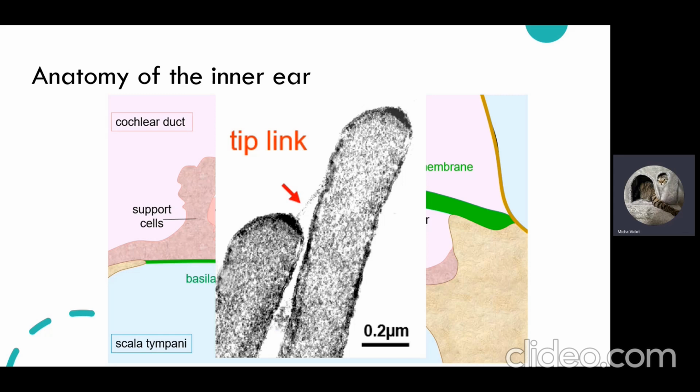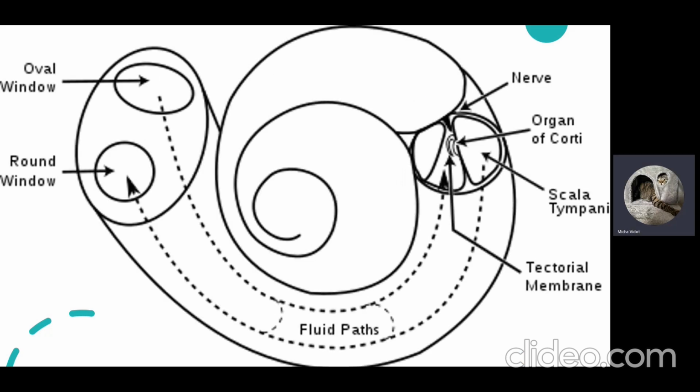In terms of the composition of perilymph and endolymph, as I've alluded to, perilymph has high sodium content and low potassium, and endolymph has high potassium and low sodium. And it's the stria vascularis within the ear which makes the endolymph.